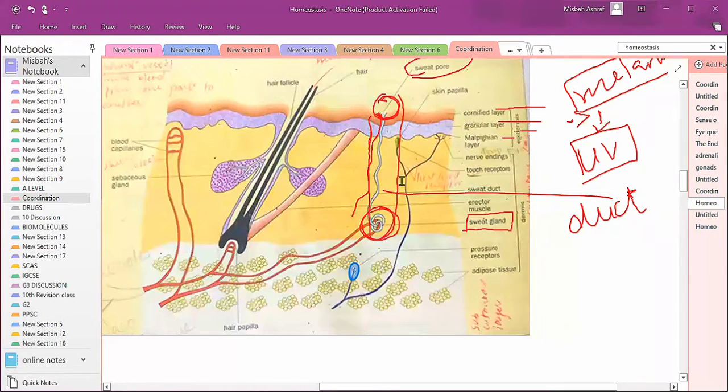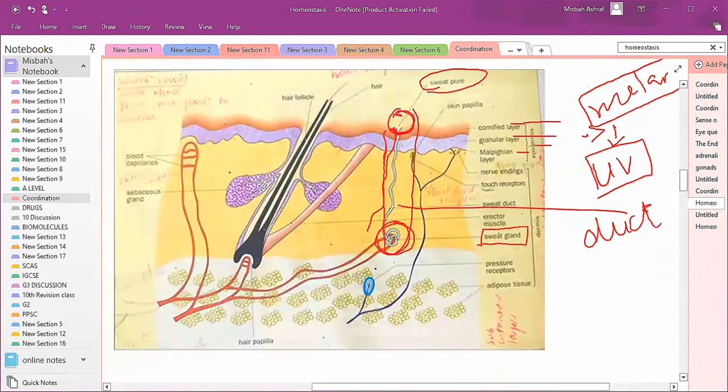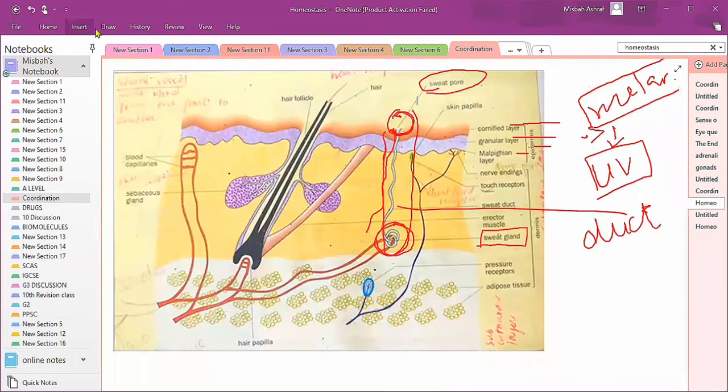Then we studied just about the erector muscle. This epidermis sinks down into the dermis layer, and there it forms a hole. This is the hole, and this hole is known as the hair follicle.